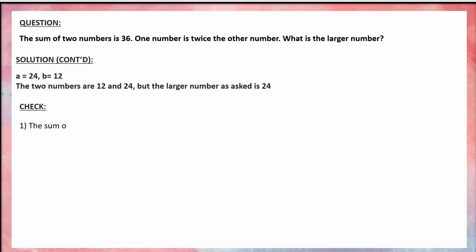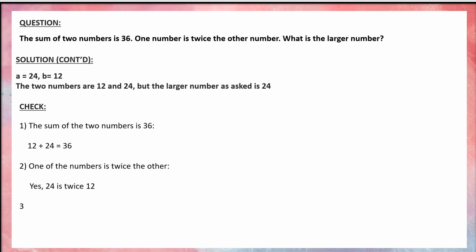So we'll do a check to see whether this is correct. The sum of the two numbers, 12 and 24, should be 36, and that's correct. One of the numbers is twice the other, which is also correct, 24 is twice 12, and the larger number is 24.